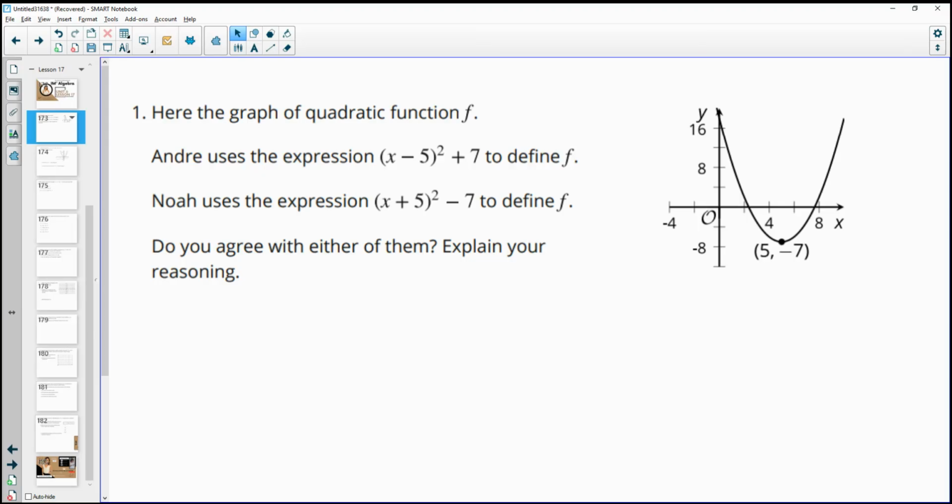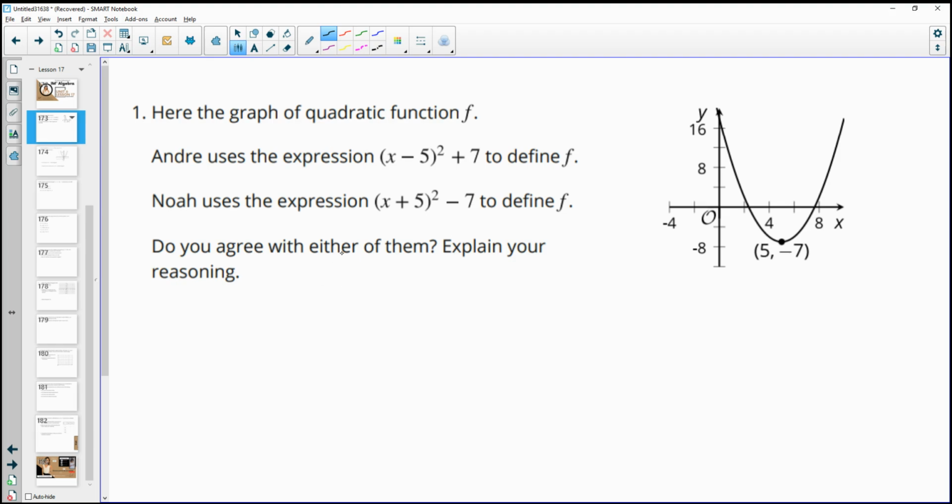Number 1 gives us the graph of quadratic function f. It says Andre uses the expression (x - 5)² + 7 to define f, and Noah uses the expression (x + 5)² - 7 to define f. Do you agree with either of them? Explain your reasoning. So we can see that these are in vertex form.